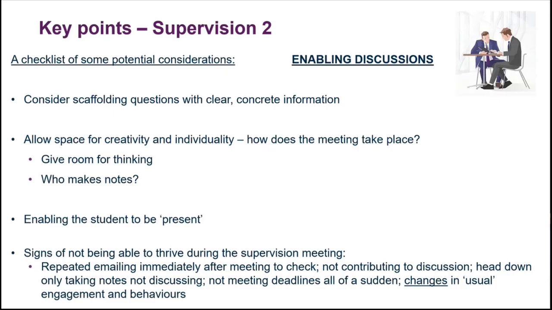So changes in behaviour across supervision meetings might give an indication of what's going on for that student and whether they're struggling with some aspects of the PhD or, of course, with life more broadly, or burnout, etc. So that's really important. If a student suddenly changes the way they're interacting, if they are missing deadlines, for example, then there are things to be aware of.